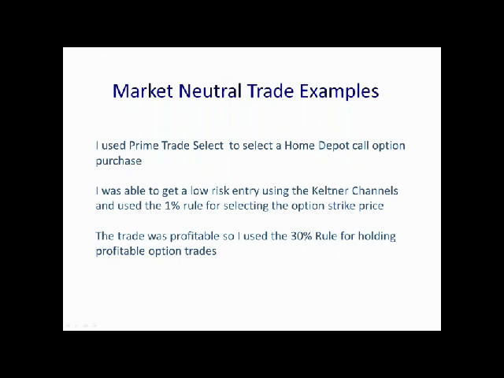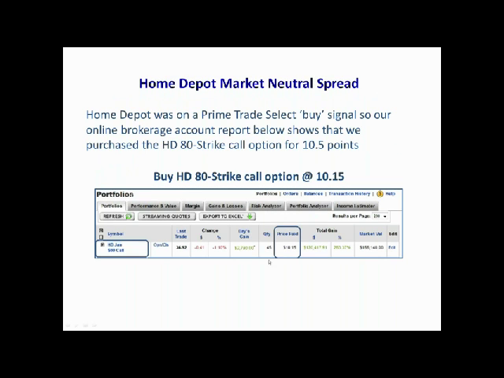We use Prime Trade Select to purchase a Home Depot call option. We got a low risk entry using the Keltner channels. We used the 1% rule for selecting the strike price. That produced a profitable trade, so we legged into a market neutral spread in this trade by buying a put option. So here's a portfolio snapshot that shows that we bought 45 of the Home Depot 80 strike calls at 10.15, and that produced a $120,000 profit.